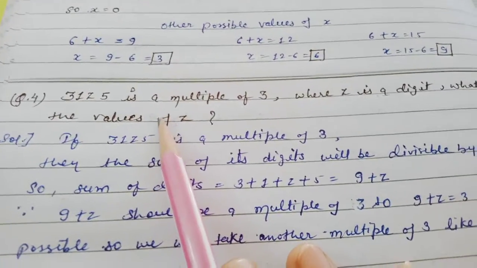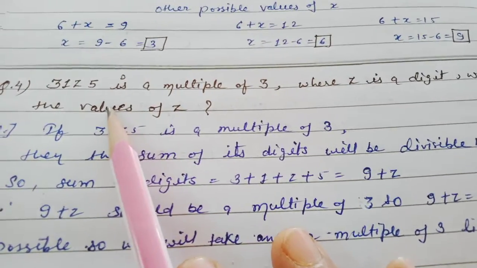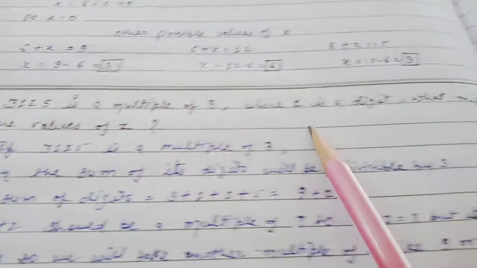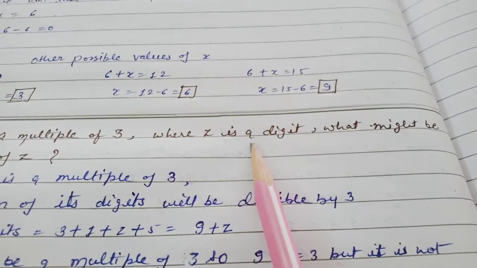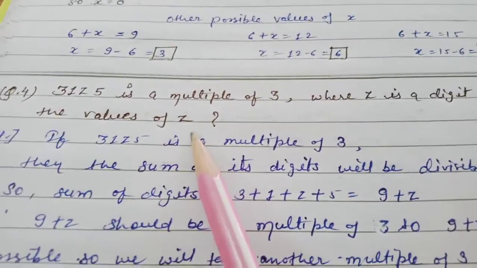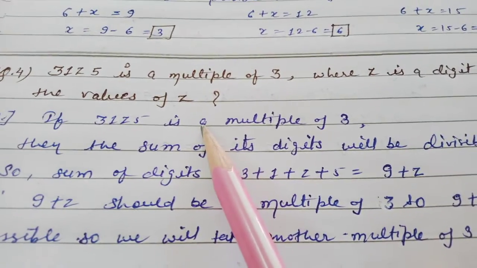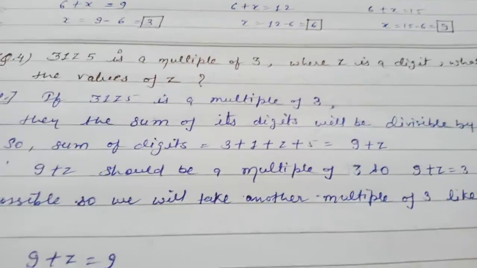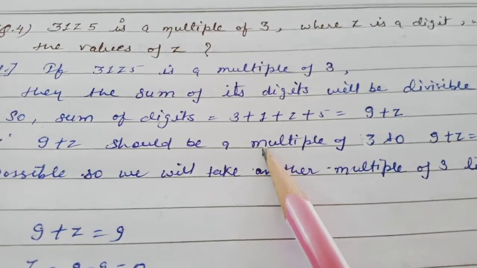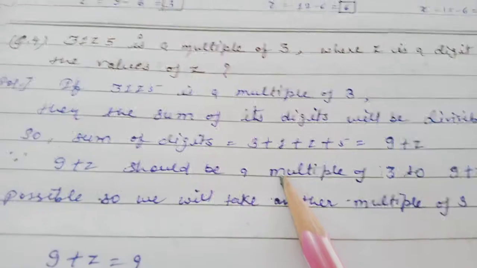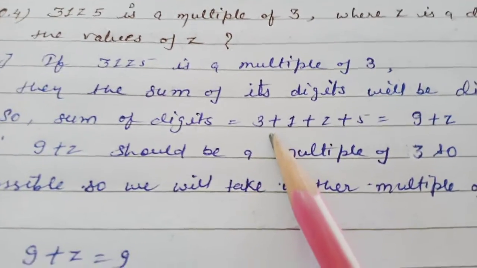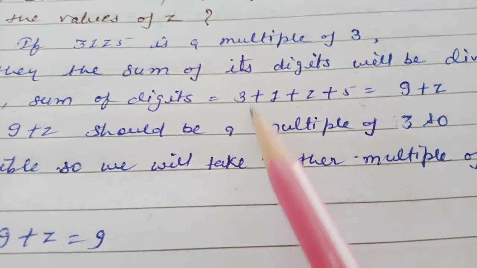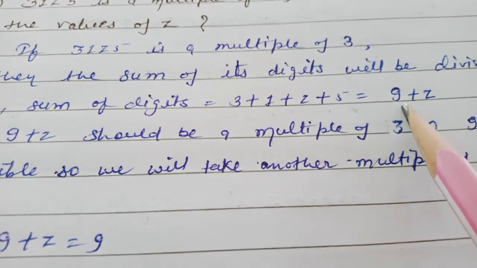Now question number 4 is similar. I am explaining: 31z5 is a multiple of 3, where z is a digit. What might be the value of z? If 31z5 is a multiple of 3, then the sum of its digits will be divisible by 3. For the divisibility test of 3, we have to add all the digits. So students, you have to add 3 plus 1 plus z plus 5. On adding this, we get 3 plus 1 is 4, 4 plus 5 is 9.